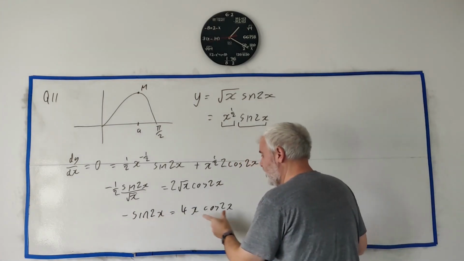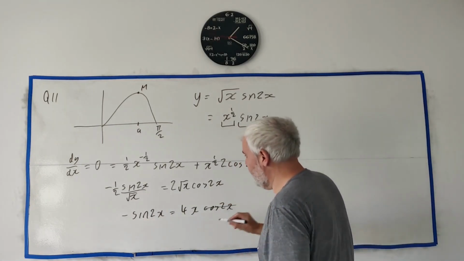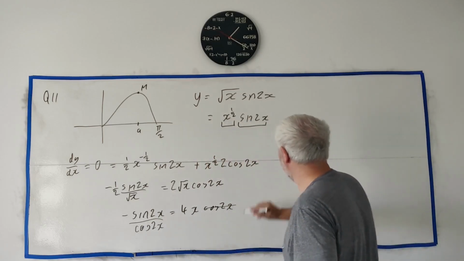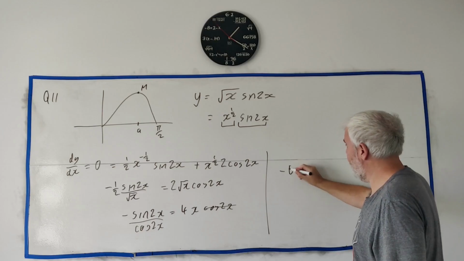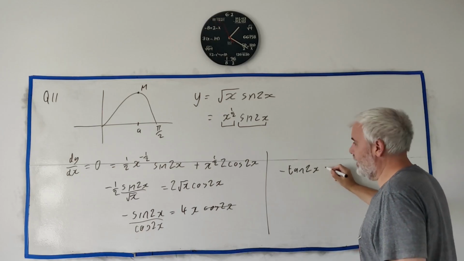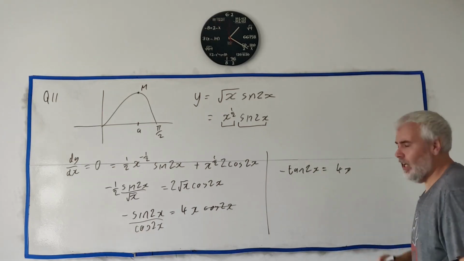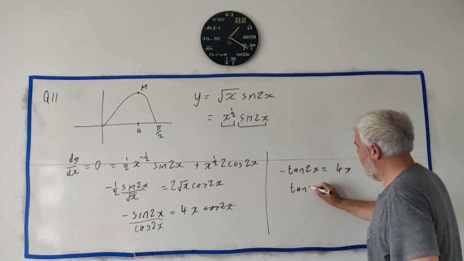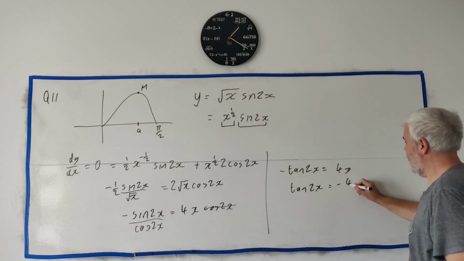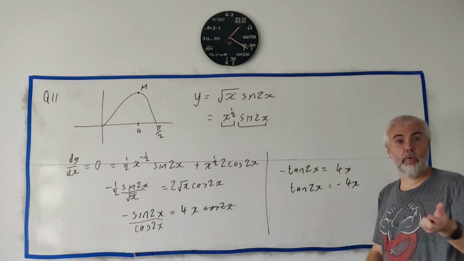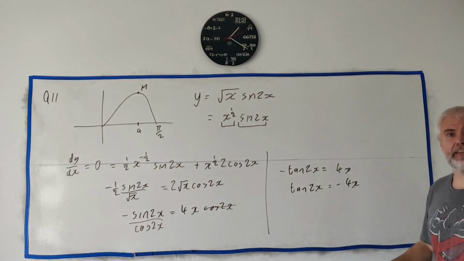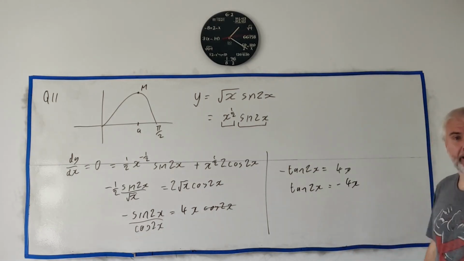We have a sine 2x, a cosine 2x. If we divide both sides by cosine, we'll get that. That just becomes pretty much the answer. Minus tan 2x is equal to 4x. A couple of problems. Well, first of all, they want the minus the other way. So that's tan 2x is equal to minus 4x. One problem really, they wanted a. They want tangent of 2a is equal to minus 4a.